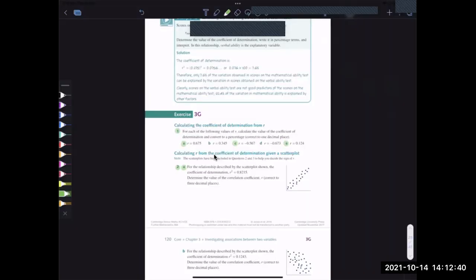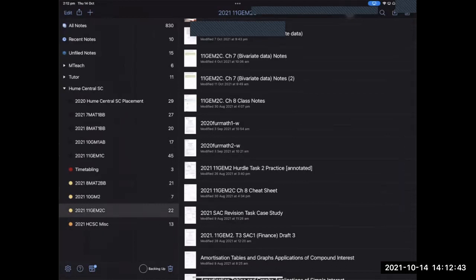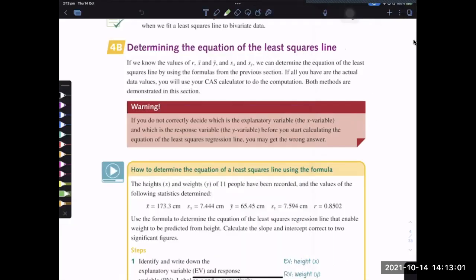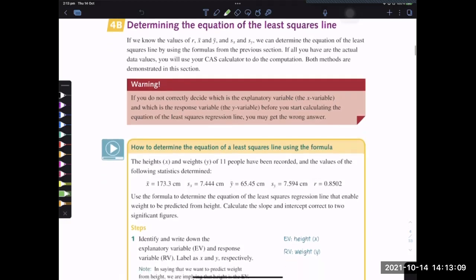Okay, so what I'm going to do is continue sharing the screen here. And what we're going to do now, so that's R squared down. We've ticked off one of our learning intentions. The next one is the regression line. So in chapter 4, that's 4B. Write a title, exercise 4B. And for this one here, we're going to use our CAS to do it.